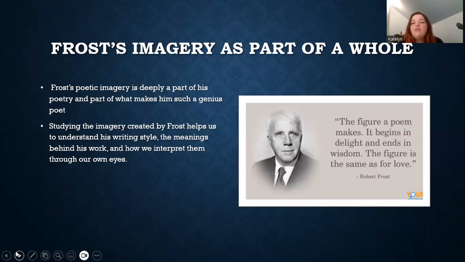It says, "The figure a poem makes. It begins in delight and ends in wisdom. The figure is the same as for love."